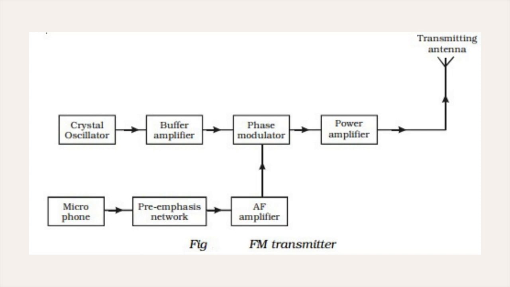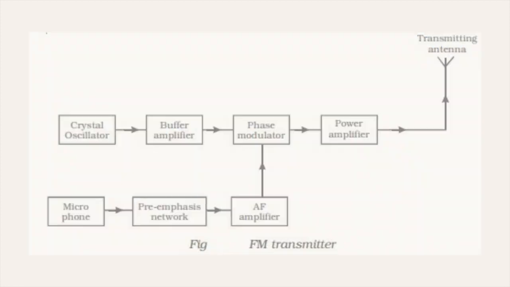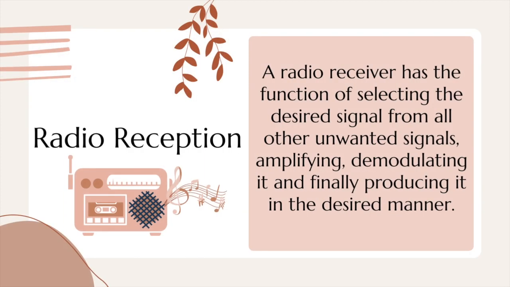Can you all try to think and recollect who was the person that introduced FM radio or the frequency modulated radio? Yes, it was Edwin Howard Armstrong. So now, as we have had a better idea of how the different types of transmitters work and all the processes involved in it, let us move on to the final concept, which is radio reception. What is radio reception? A radio receiver has the function of selecting the desired signal from all the other unwanted signals, amplifying, demodulating it, and finally producing it in the desired manner.